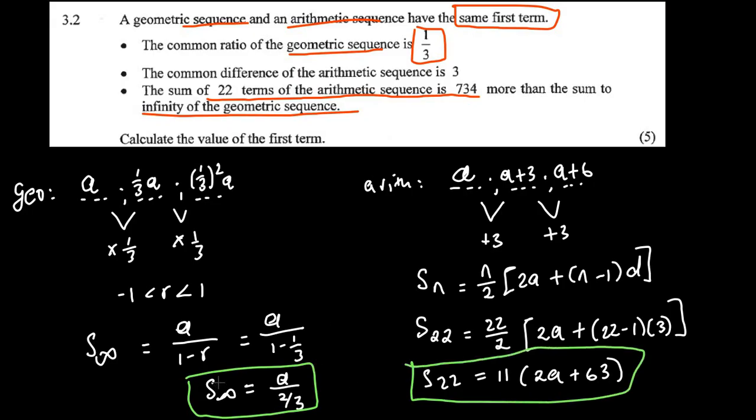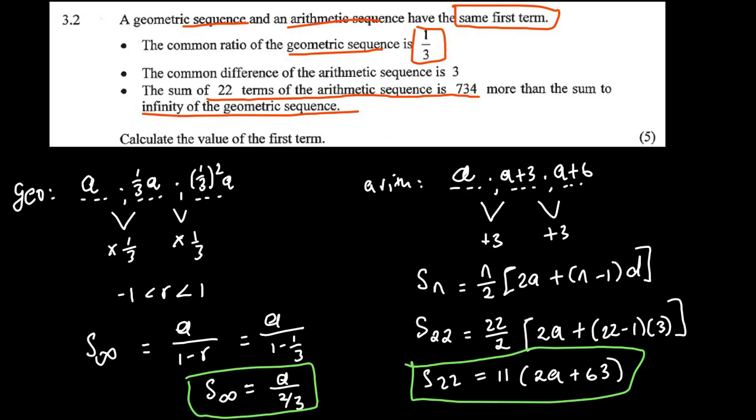But how is this sum to infinity related to the sum of 22 terms? That is the big question: how do those relate? Let me just try to write this neatly. So how do they relate? Well, we're told that the sum of 22 is 734 more than the sum to infinity.